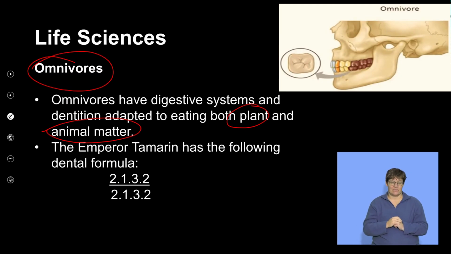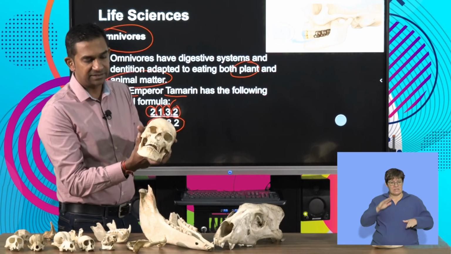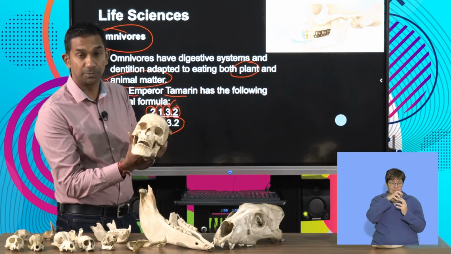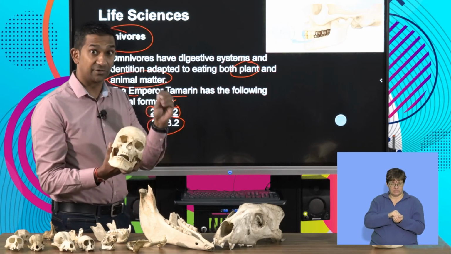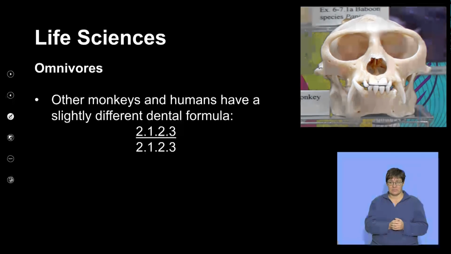So, an example is the emperor tamarin, which is a type of primate, and has the following dental formula. It has 2 incisors, 1 canine, 3 premolars, and 2 molars. And essentially, we find that it has a similar arrangement on the lower jaw. Humans also have a similar arrangement. Again, that is an adaptation for being able to bite and chew and grind their food quite well.